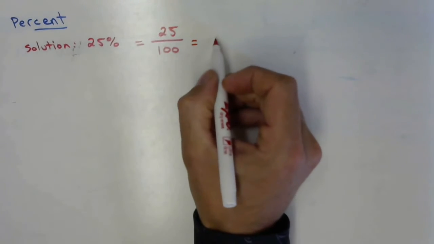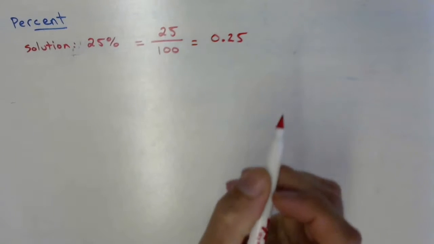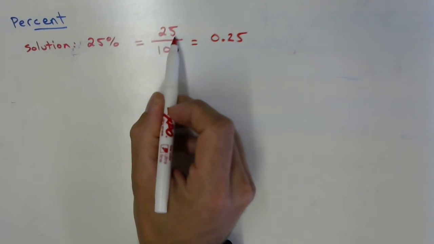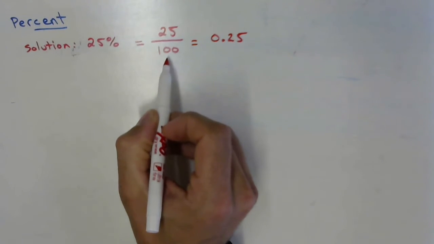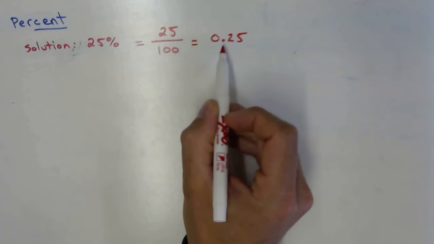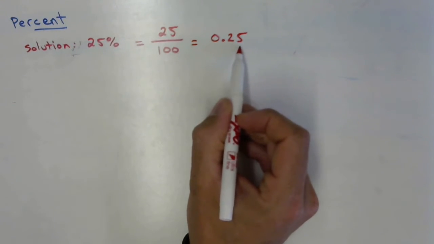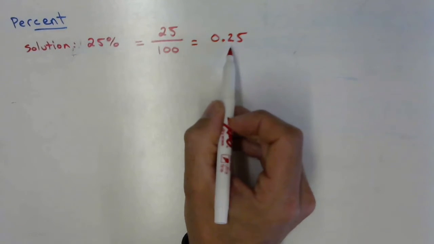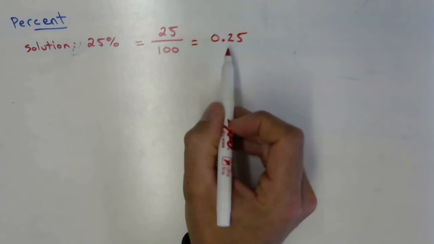0.25. Here's how you read that. 25 hundredths. Well, right here, 25 hundredths. If I'm in my second decimal place beyond the decimal, my place value, that's hundredths. I have 25 of them, 25 hundredths. Okay? Now, why did we do that?